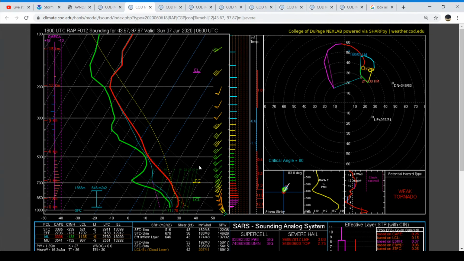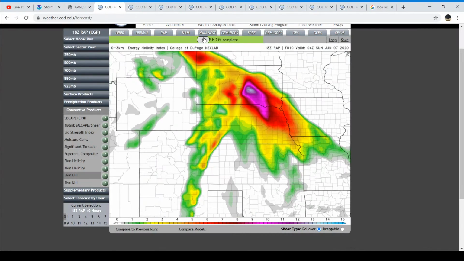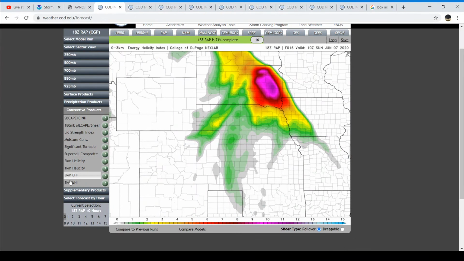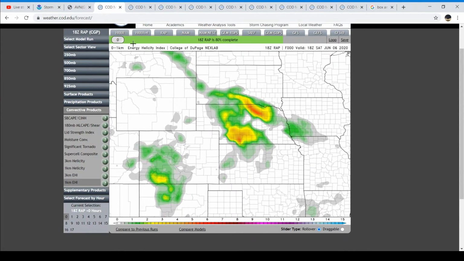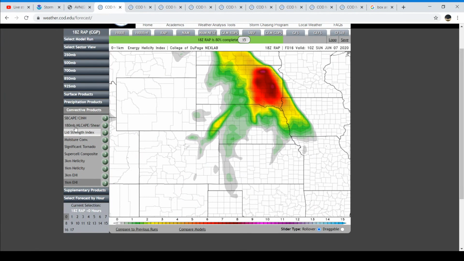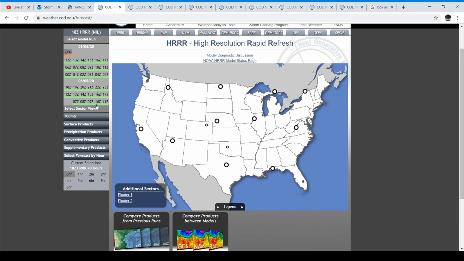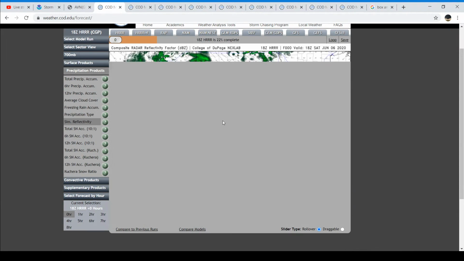See, they're far apart. And you can see the convective inhibition is really strong. What's just happening right in here. 0-1 kilometer, see what's happening with that. Alright, now we're going to look at the HRRR.